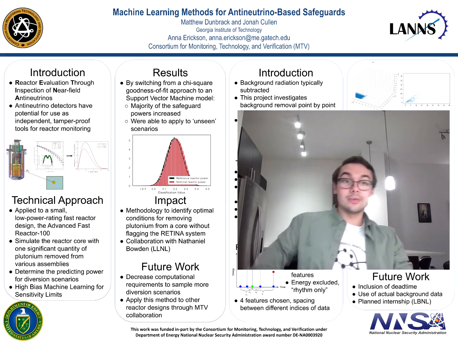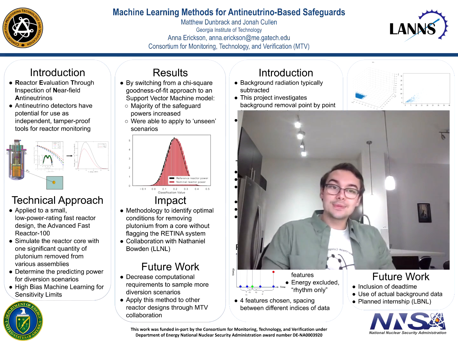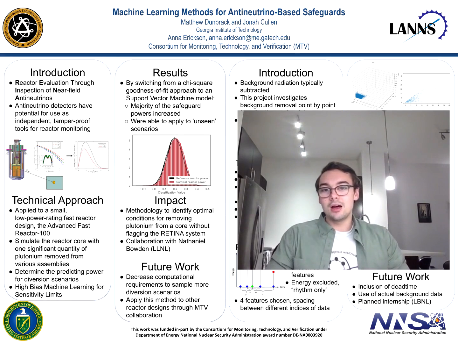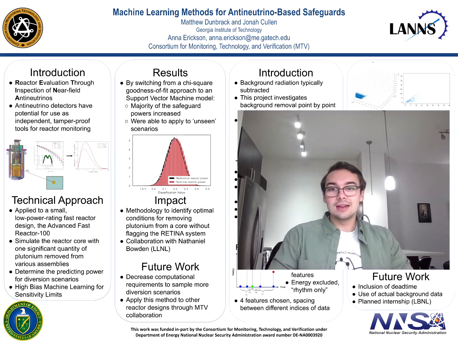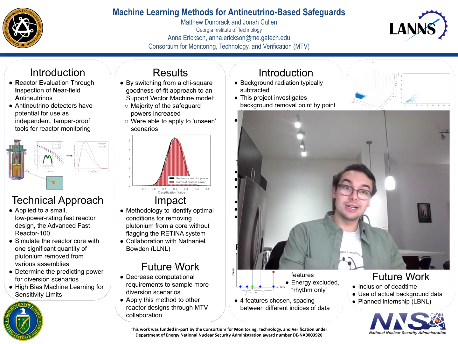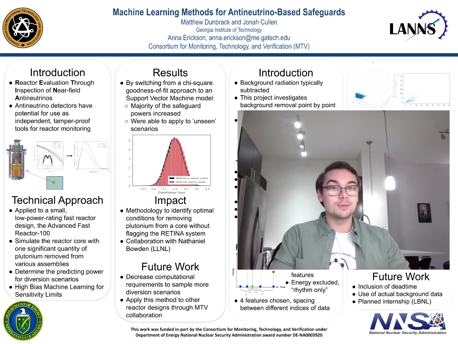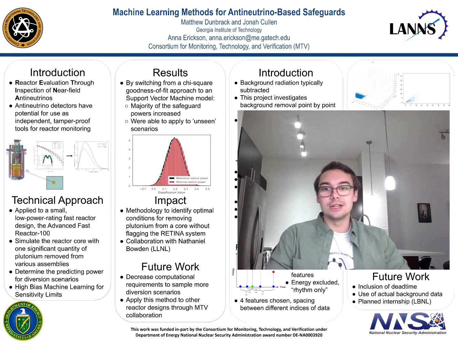So for this work, we did a sensitivity study where we tested the absolute limits of this idea on simulated results, and then we also simulated different diversion scenarios, and we were able to basically come out with these predicting powers and safeguards power based off how well a machine learning model can predict that the diversion scenario took place.